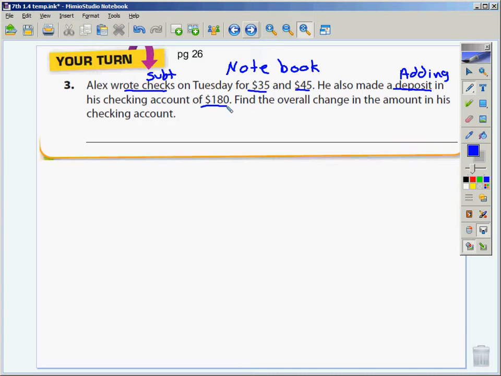Find the overall change in his account. So I had a 35 that's negative. I have a 45 that's negative. Negative or being subtracted, it's being taken out. And I have 180 that is positive.